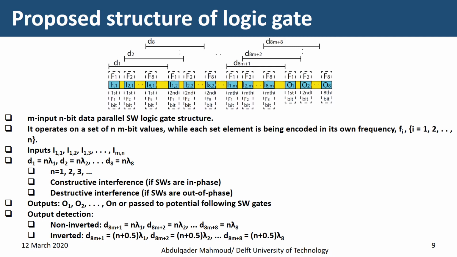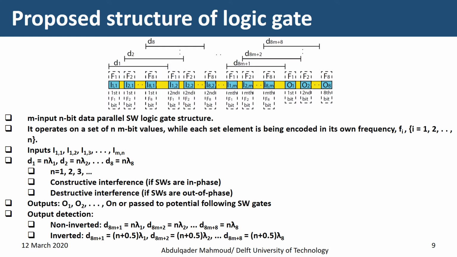Now, the distances between those inputs are important, and they are expressed in terms of the wavelength. They must be a multiple of the wavelength of each, because each one has a different frequency and therefore a different wavelength.